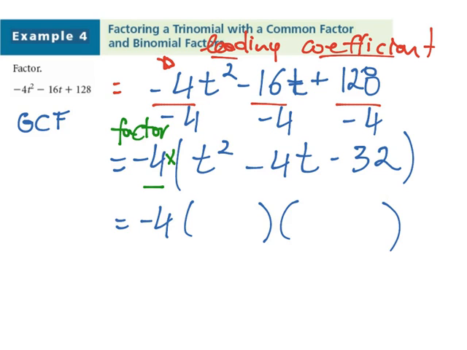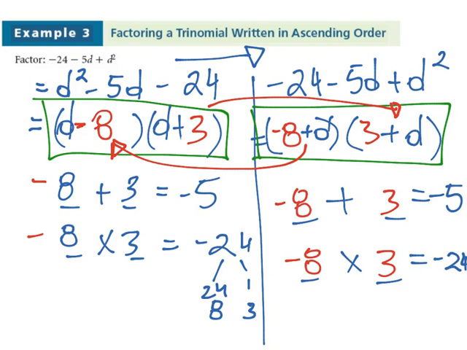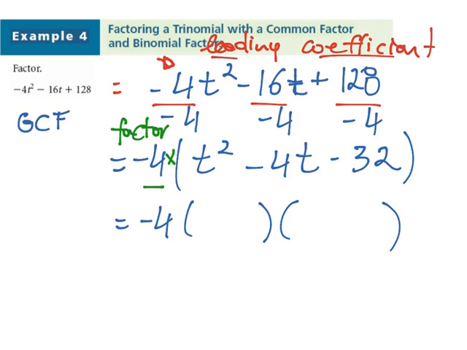Well, the middle is the trinomial, and we're going to use the same procedures as in example 3. If you want to look at example 3 right there, we're going to use the same procedure. What two values multiply, and what two values add to get the middle term? In this case, it's negative 4. What two values multiply to get the last term, which is negative 32?